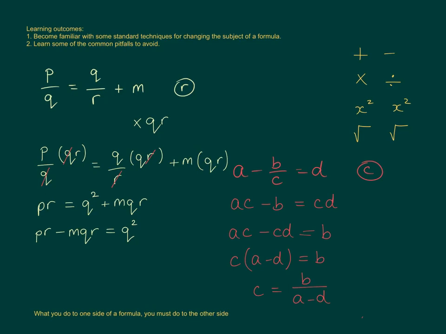As we did in the last example, the thing you're looking for you now take out as a common factor on the left hand side. So r comes out as a common factor times p minus mq, and that's equal to q squared. And then the final step is to divide both sides by p minus mq. So you're left with r on its own on the left. On the right you've got q squared over p minus mq.